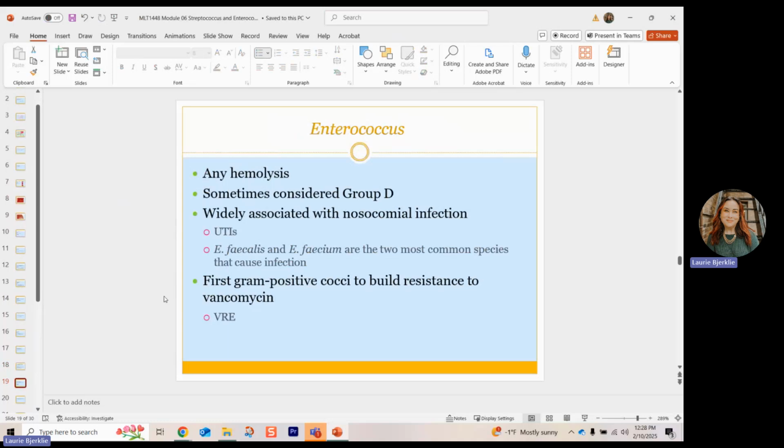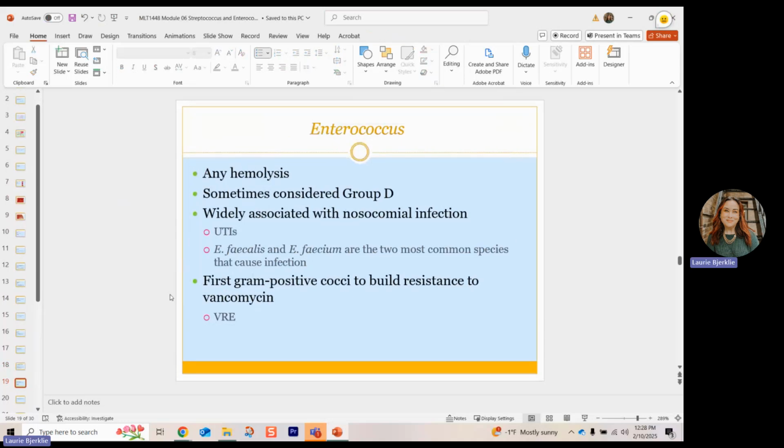The two most common species out of here are going to be faecalis and faecium. Enterococcus is coming out of our GI tract, so that's where it's found as normal flora. If you look at the name, entero, medical terminology wise, means intestines. So GI, gastrointestinal. So it is normal flora of our intestines.